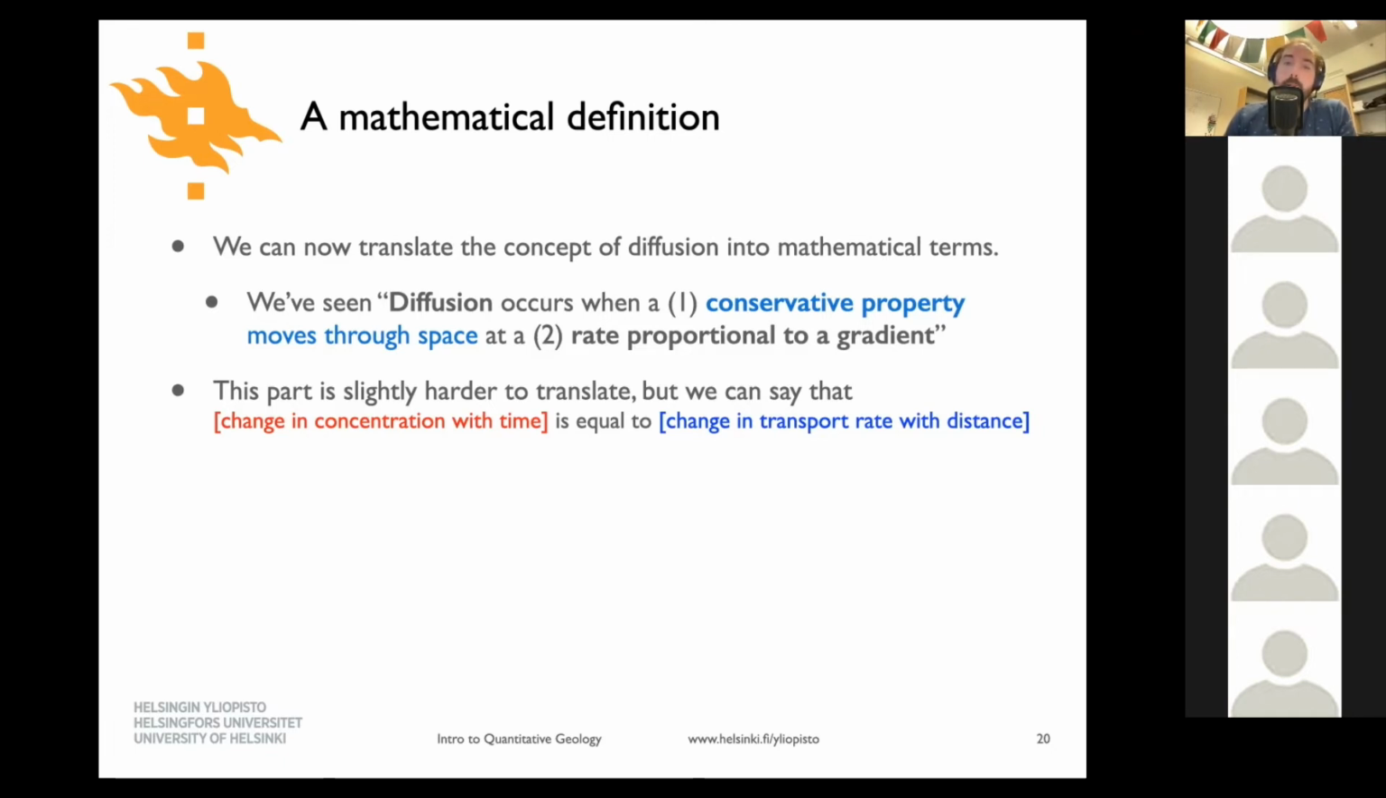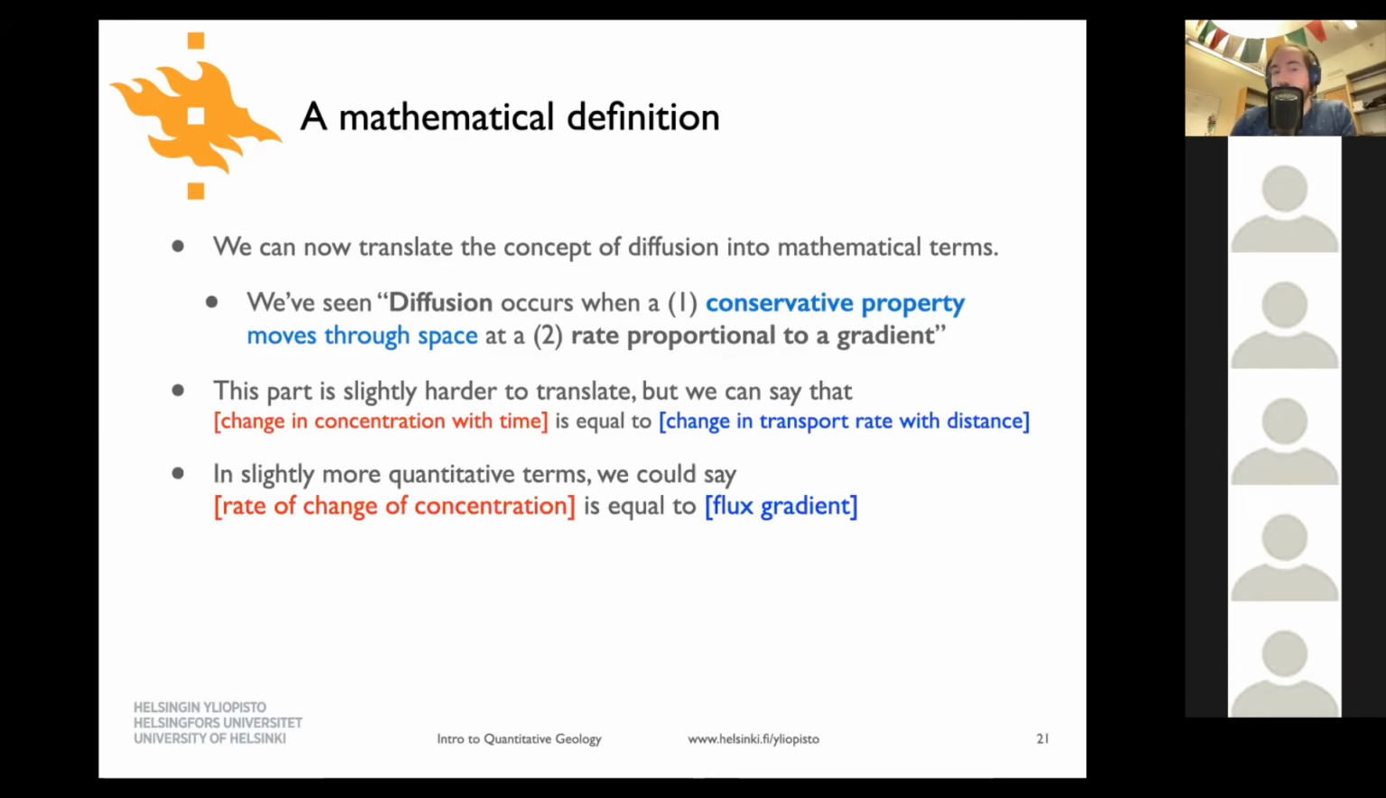So yeah, when we talk about this, our conservative property moving through space, it's a little bit harder for us to translate, but the conservative property we could consider as a change in concentration with time that is equal to a change in transportation rate with distance. Now, that probably doesn't make a great deal more sense, but essentially what we're saying is that the change in the concentration at some time is equal to how the rate of transportation is changing with distance.